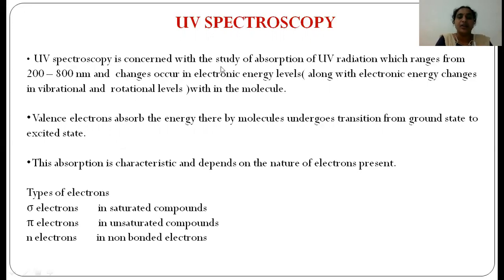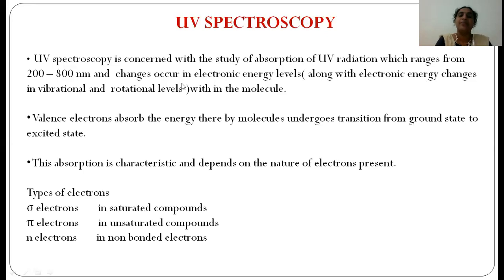Whenever UV visible light falls on the sample, the sample will absorb some amount of energy. Whenever the sample absorbs the energy, changes occur in the electronic energy levels. Along with each electronic energy level, there are also vibrational energy levels as well as rotational energy levels. That means each electronic energy level consists of vibrational as well as rotational energy levels.